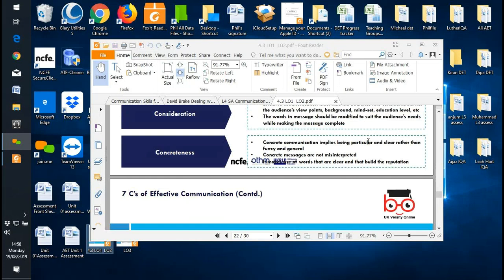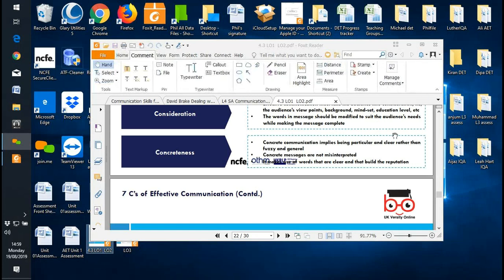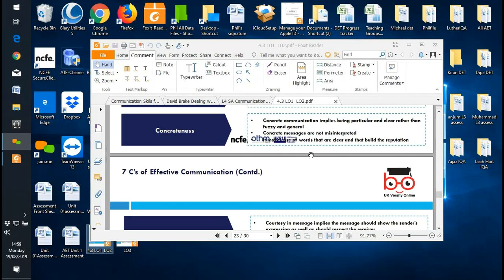Concrete communication implies it being clear rather than fuzzy and general. Concrete messages are not misinterpreted. In other words, you use words that are clear and that build the reputation.